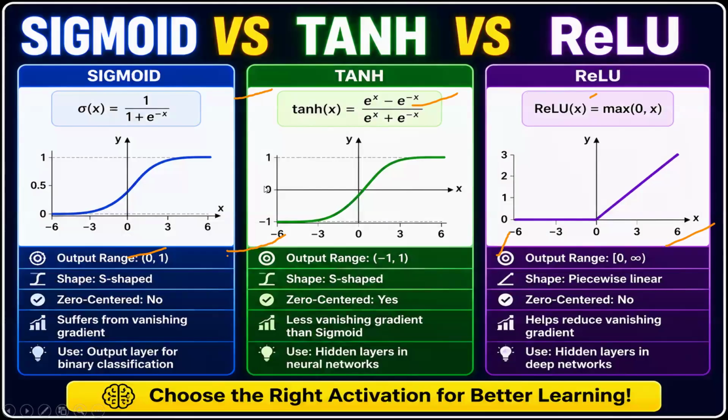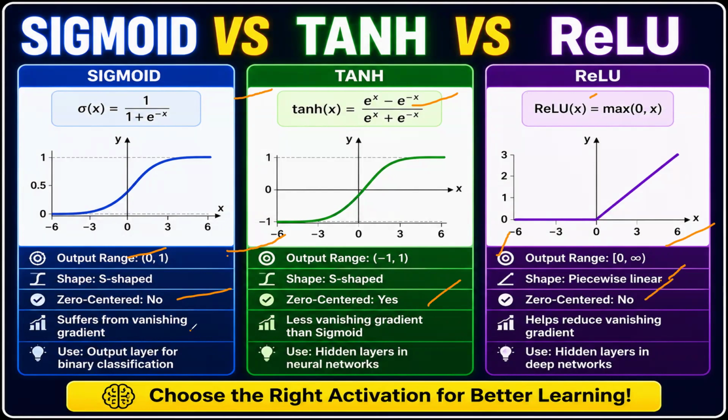Now next is the difference between sigmoid, tanh, and ReLU. Let us see the differences one by one. In sigmoid the output range is 0 to 1. For tanh it is -1 to 1. For ReLU it is 0 to infinity. Sigmoid has an S-shaped curve, tanh is also S-shaped, and ReLU is piecewise linear. Sigmoid is not zero-centered. Tanh is zero-centered, and ReLU is also not zero-centered.